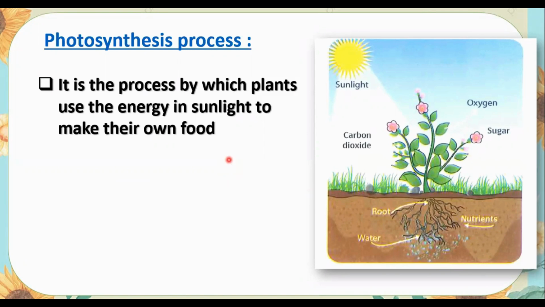It can transfer sunlight energy into chemical energy. Also, it takes in sunlight, carbon dioxide, water, and nutrients and gives us sugar, the food of the plant, and oxygen. I hope you have learned this part with me well.